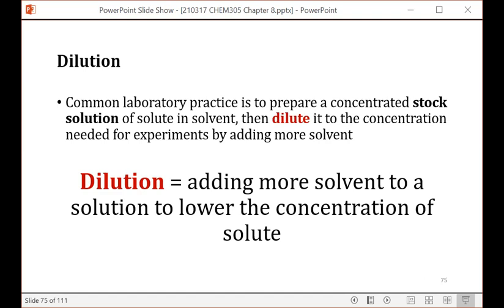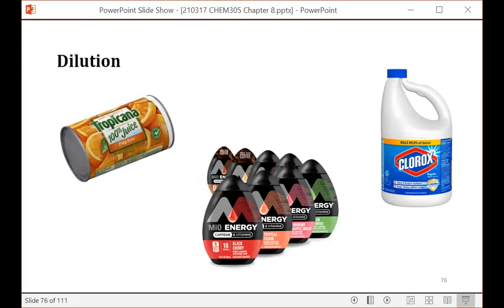Dilution is the process of adding more solvent to a solution to lower the concentration of the solute. You may already be familiar with doing dilutions at home or at work. Like you take a concentrated juice solution, for example, and you add more solvent, water, to dilute it to the concentration at which you want to consume it. Or you might take a concentrated energy drink type solution and dilute it into a larger volume of water, your solvent, to get it to the concentration you want.